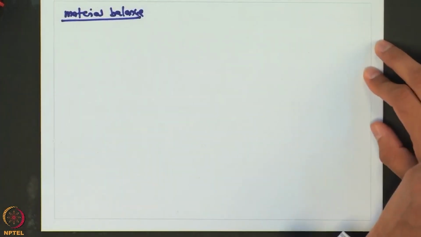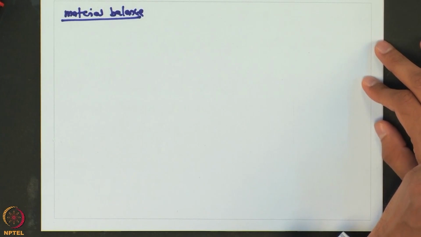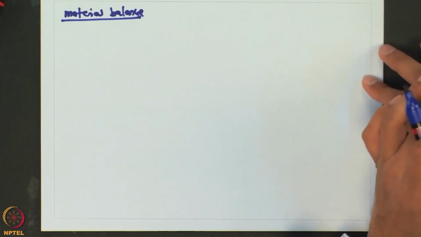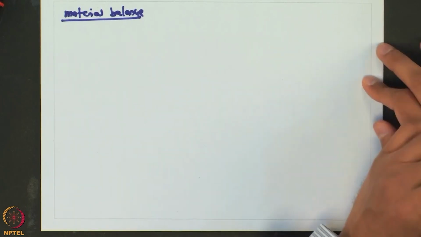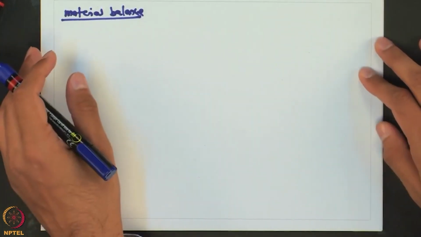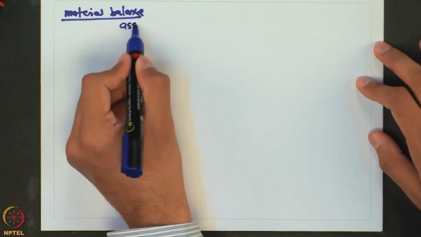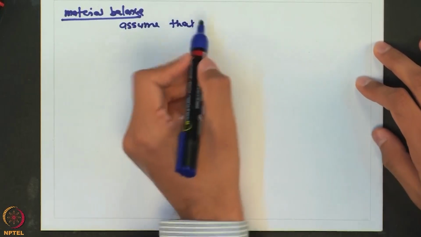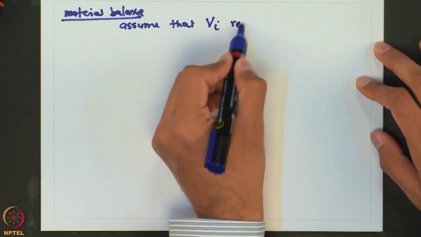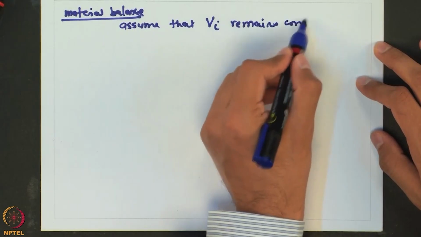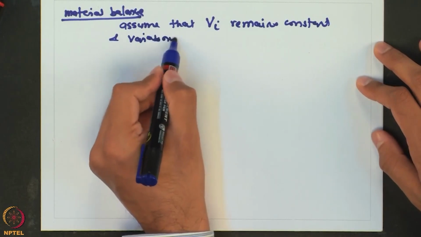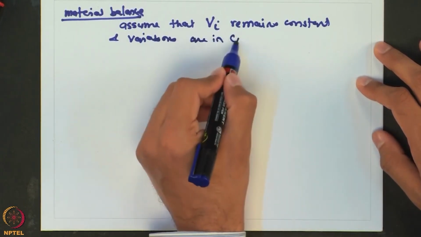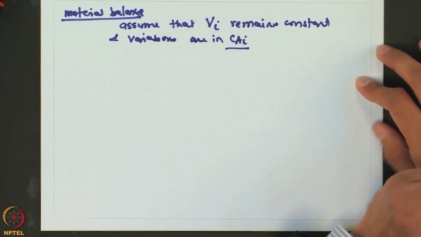For simplicity, here I will assume that the volume of this CSTR remains constant. We will not consider variations coming from inlet flow. These can be considered, and you can still show that the system follows second order dynamics, but just for the constraint of time and as a proof of concept, we will assume that volume remains constant and variations are in CAI. These are the variations we are going to consider.